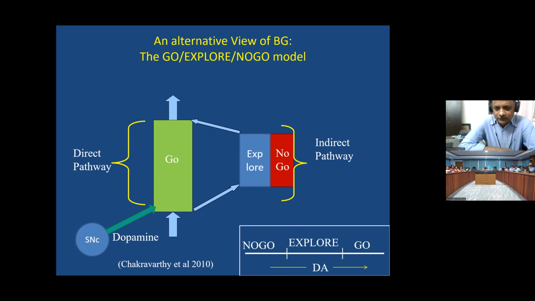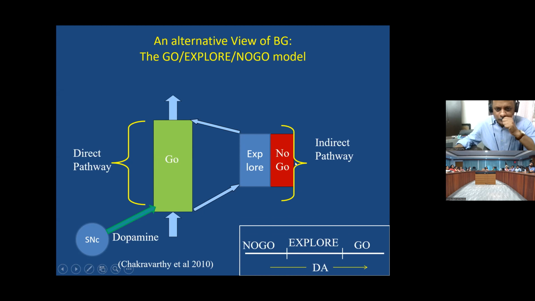We didn't conclude straight away from that. We did a lot of work before we came to this conclusion, but I'm just giving a basic idea here. The idea is that the indirect pathway is not only the no-go pathway, but also the explore pathway, because this is the one that, by virtue of its complex oscillations, is able to drive exploratory activity in the output.